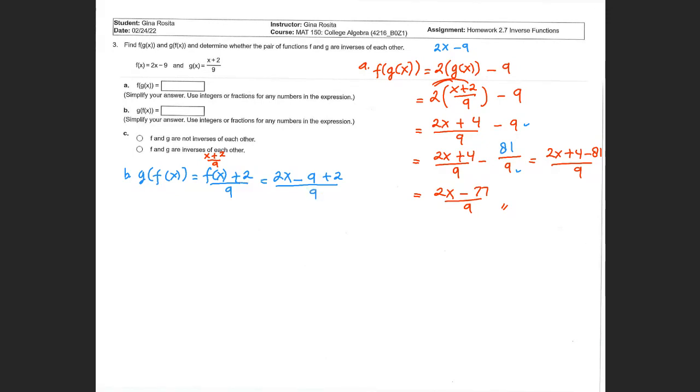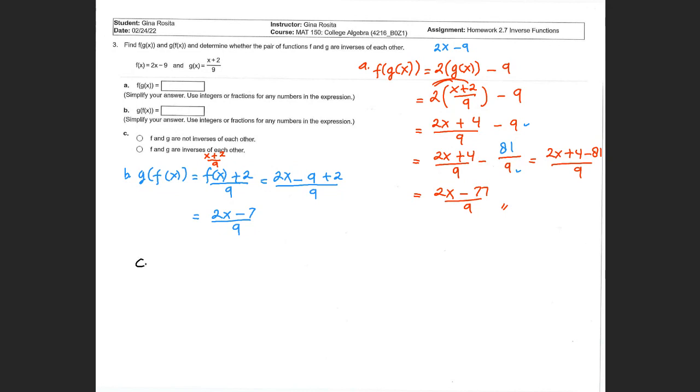So now, what is the answer? The answer becomes 2x minus 9 plus 2, which is minus 7 over 9. Okay, and look, we got the answers for A and B. Now go to C.